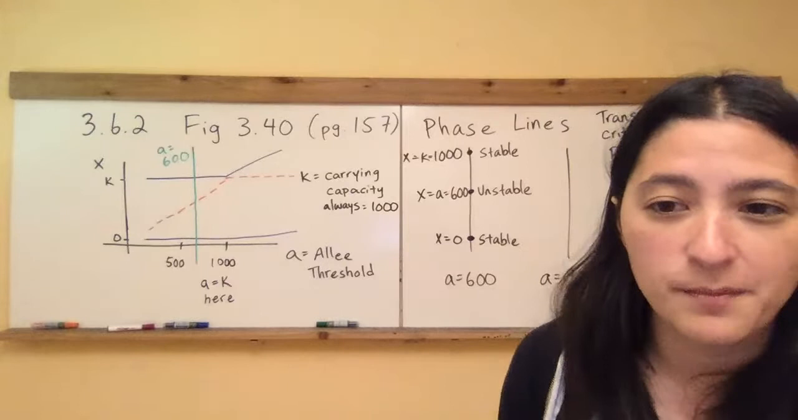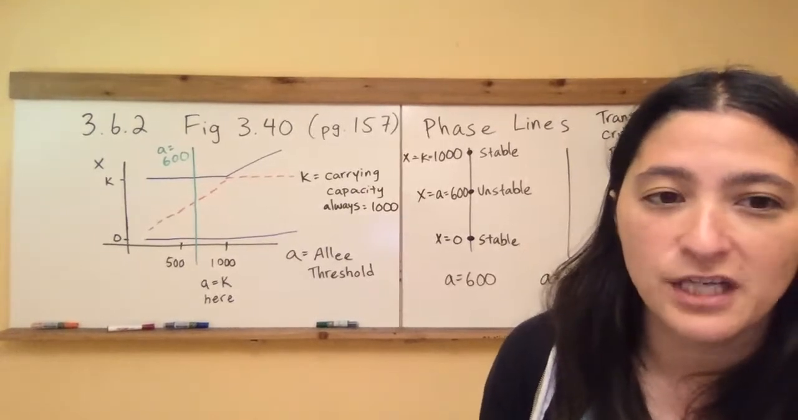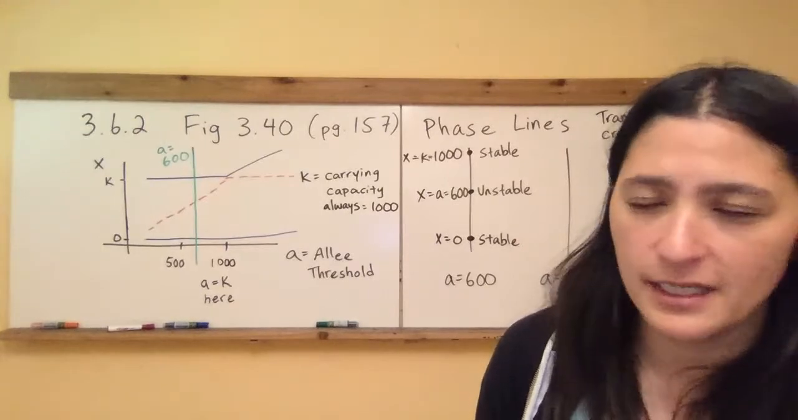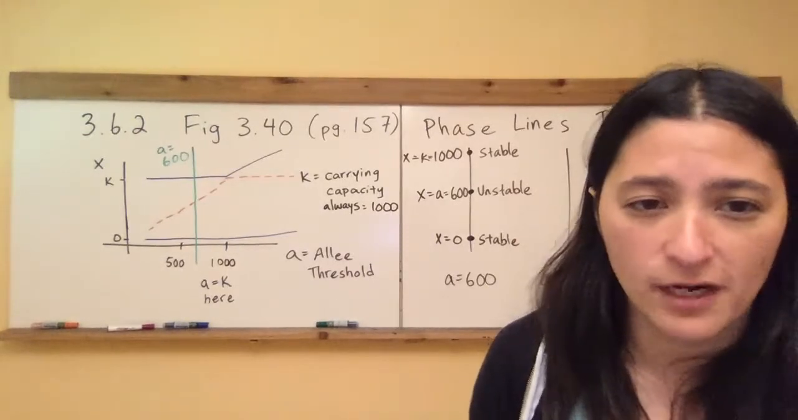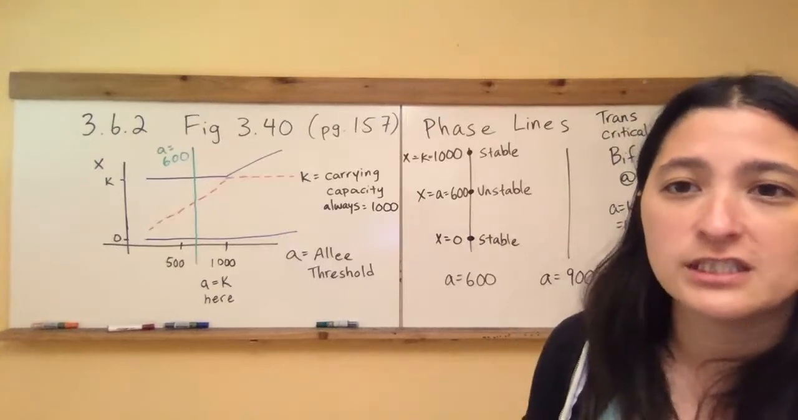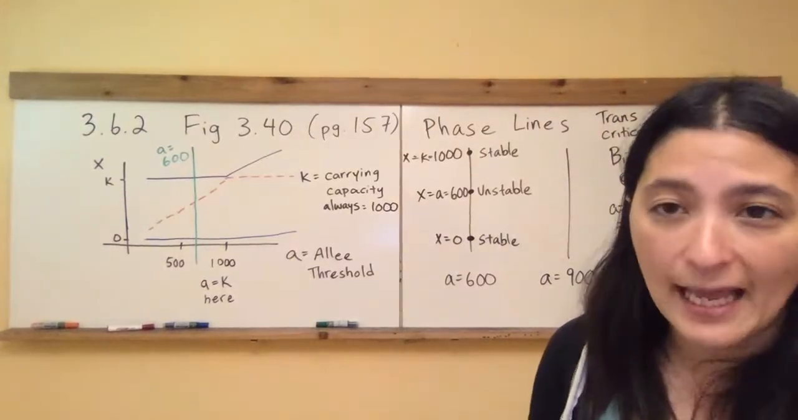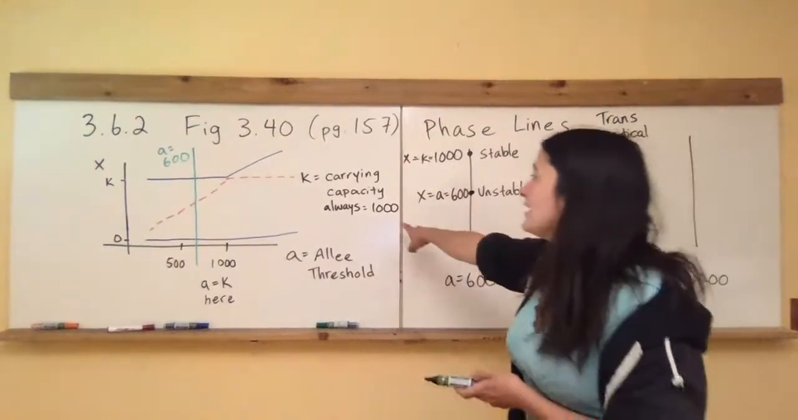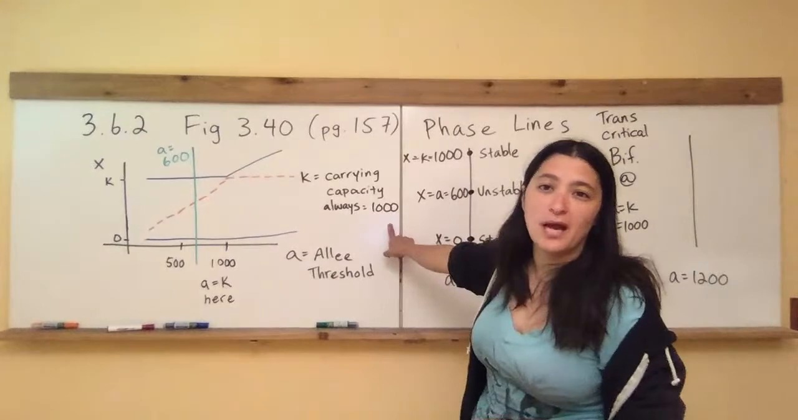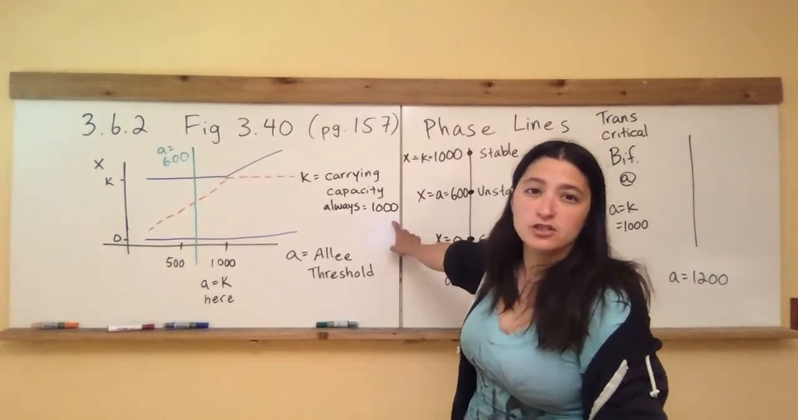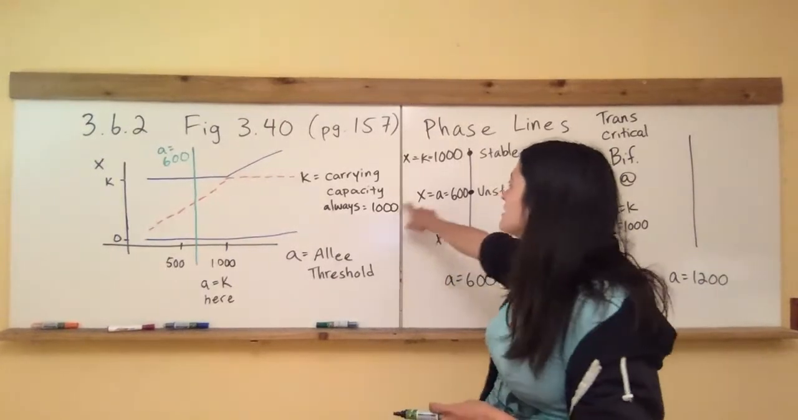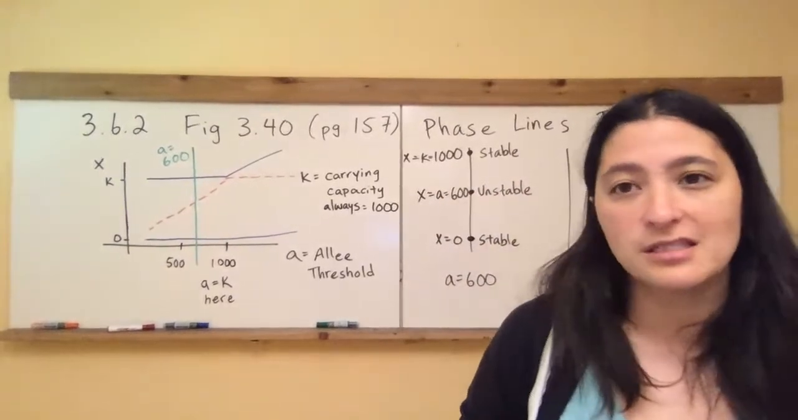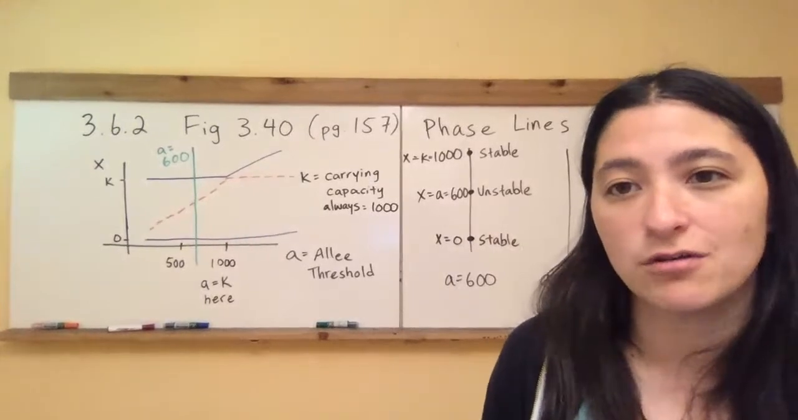And I just want to watch out because I see that some people had typed into the chat that 600 is stable, but it's not stable. And one person did it right. They said that A is equal to 600 is unstable and X is equal to K is stable. But the thing about X is equal to K is that K, the carrying capacity, is a fixed value at 1,000. Okay, so the stable equilibrium that represents the carrying capacity is actually at 1,000. So 1,000 is stable, 600 is unstable, and 0 is stable.